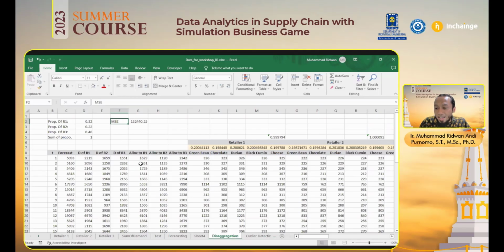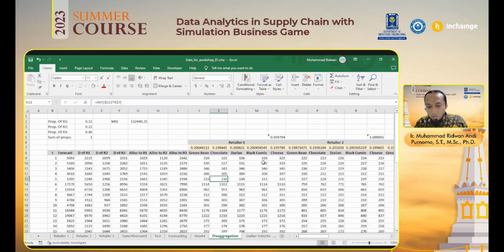After we optimize the first proportion, we will have the number of products to be allocated to retailer 1, 2, and 3. Based on this amount, we need to disaggregate again into green bean, chocolate, durian, and black cumin for retailer 1. And we do the same for retailer 2 and retailer 3. So here we need another variable. This one is the result: the allocation to R1 times the proportion of green bean. This one is the same, allocation to R1 times the proportion of chocolate, and so on. We prepare the same for retailer 2 and 3.